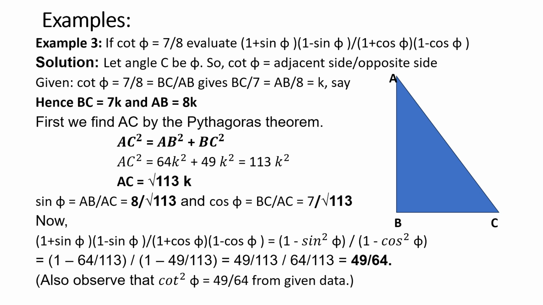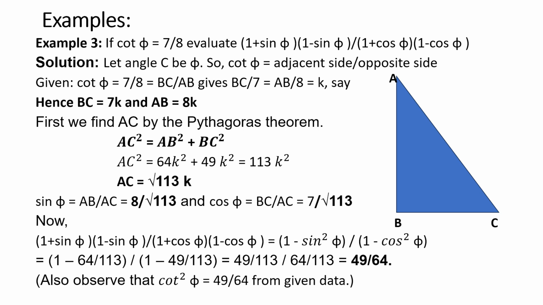So what we have actually is 1 minus sine square upon 1 minus cos square. This is equal to 1 minus, put the values of sine and cos. So you get over here 1 minus 64 by 113 upon 1 minus 49 by 113. So this gives you 49 by 64. So the value of what we need to find out is 49 by 64.